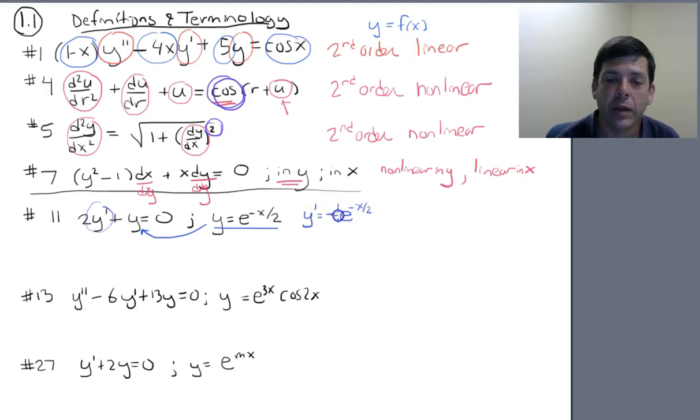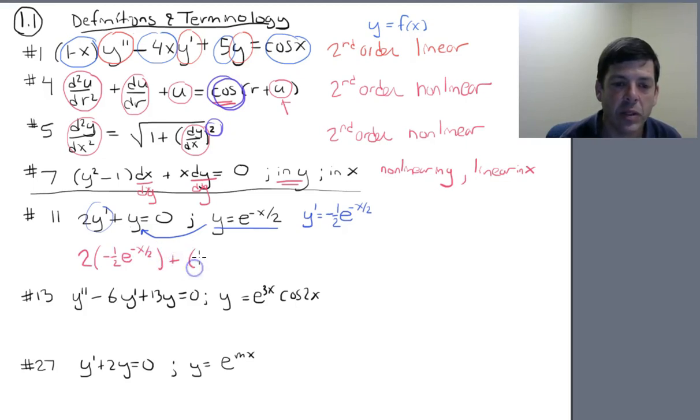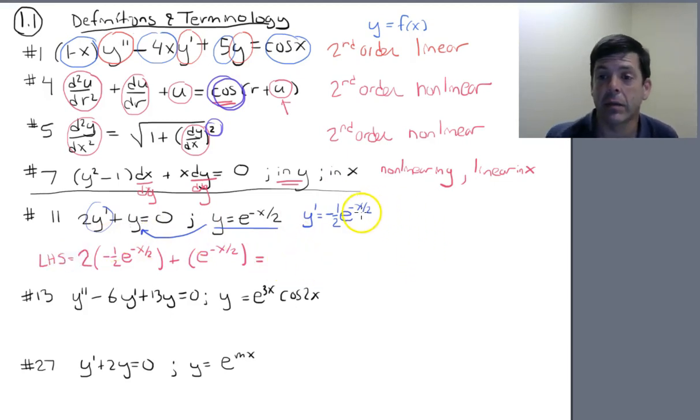And then you pull out the derivative of the inside, which pulls out minus a half. So now, verifying that we have this all plugged in correctly, we're going to have 2 times whatever the derivative was, which we said was minus a half e to the minus x over 2, plus the y value, which we said was e to the minus x over 2. And that's equal to... so just starting off with the left-hand side, we're going to try and manipulate it till we get to the right-hand side and verify that the left-hand side matches up with the right-hand side in this equation here.